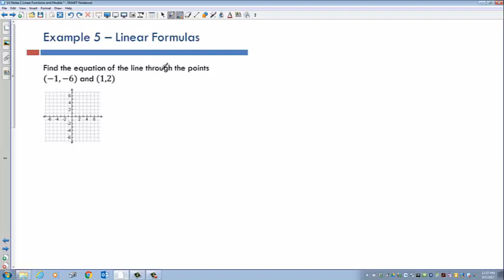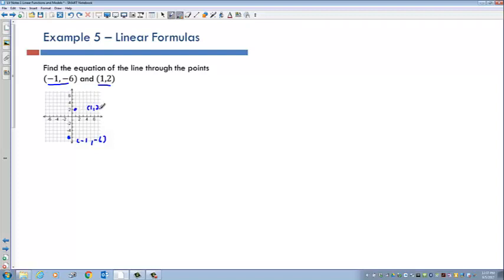So we want to find the equation of a line through the points (-1, -6) and (1, 2). First, let's just plot the points, because I think sometimes this is helpful. Here's the point right down here, (-1, -6). And then the point (1, 2) is right here. So you go over 1, you go up 2. So here's the point (1, 2).